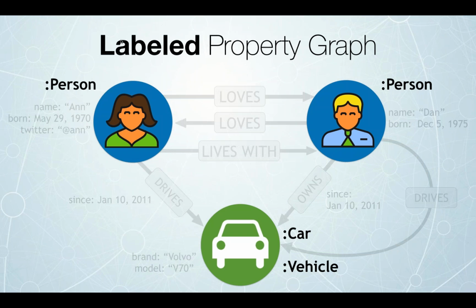And there's one more component to the property graph, and that's the concept of labels. So you can think of labels as a way to define the type or the class of the entity. So we'll add person labels for our person nodes, and we'll add a car and a vehicle label to our Volvo node.